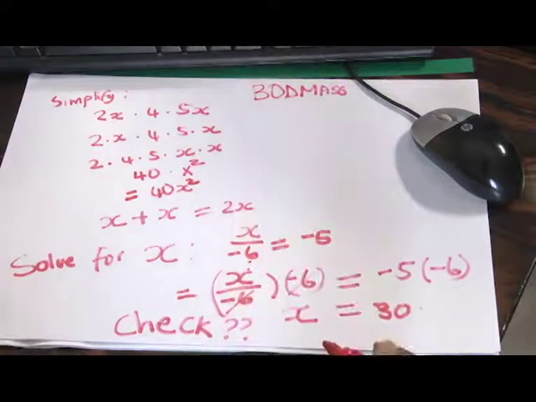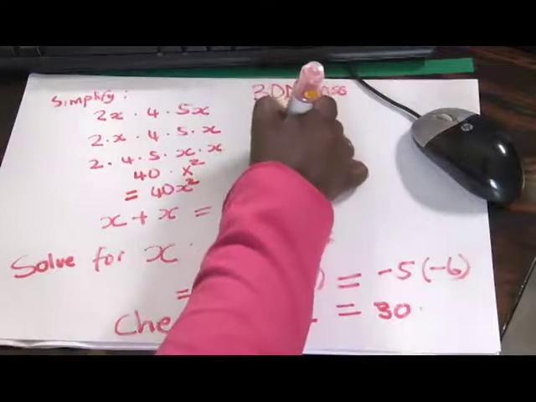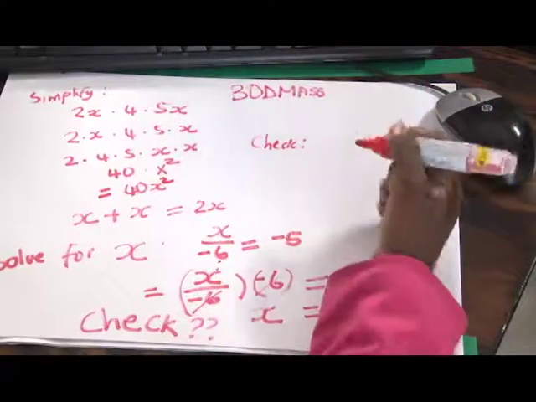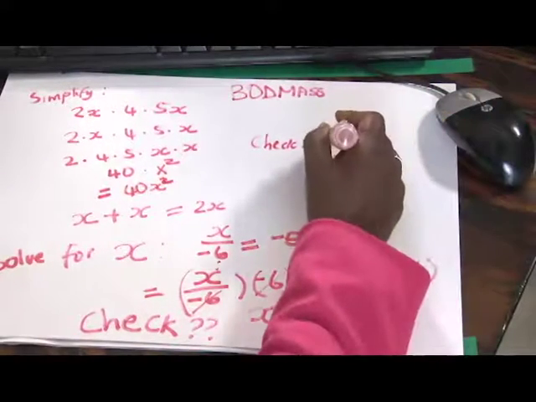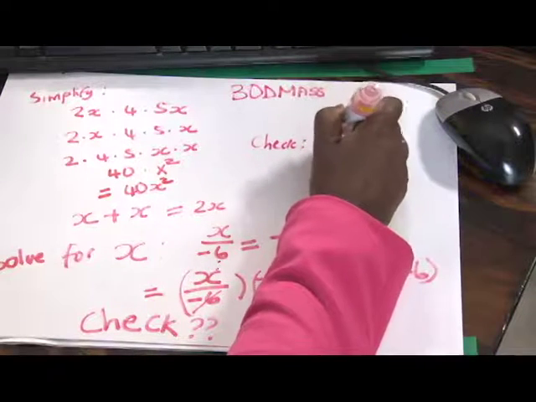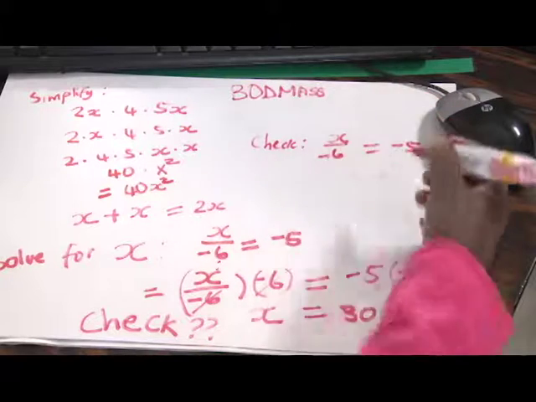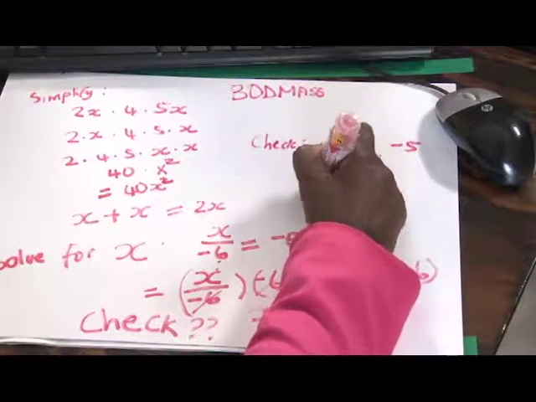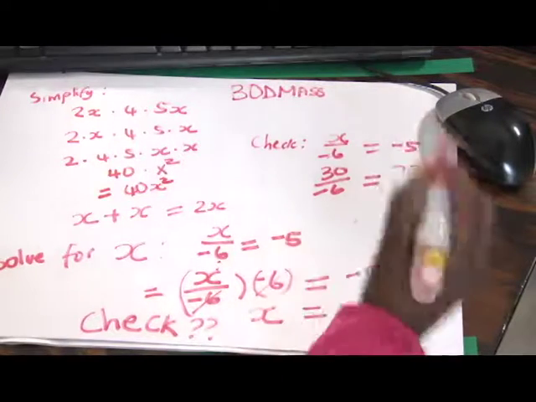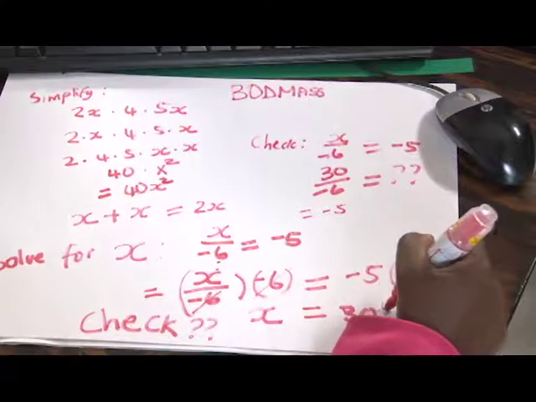You can just plug it back into the equation. Will it give you the same answer? Let's check if our answer is correct. If we get the same, then it's correct. If we don't, then it's not correct. Let's say we replace x, because we had x divided by minus 6 is equal to minus 5. But now we found out our x is 30. If we divide that, are we still going to get minus 5? And here we get the minus 5, so our answer is correct.